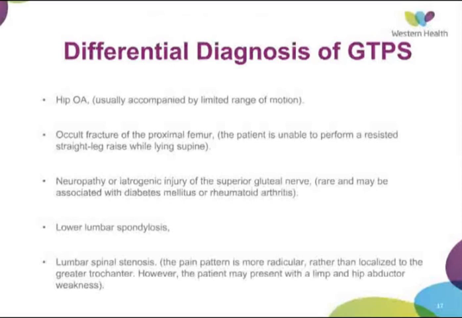With gluteal tendinopathy, they have a pseudo-radicular pain that comes to the side of the thigh but doesn't go below the knee. And the patients with lumbar spinal stenosis will have a limp and present with some hip abductor weakness.